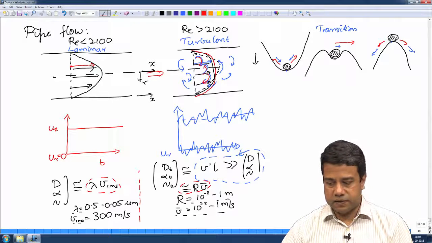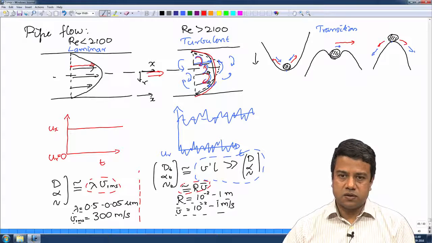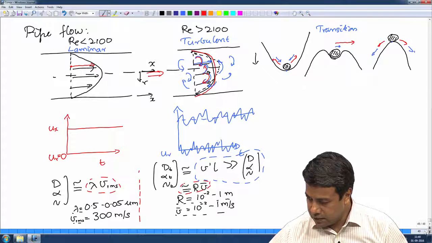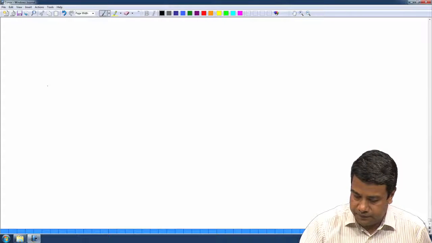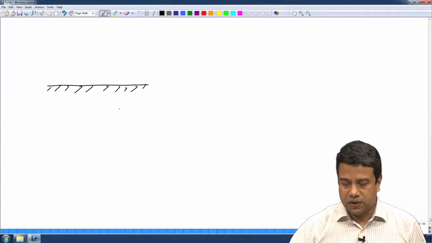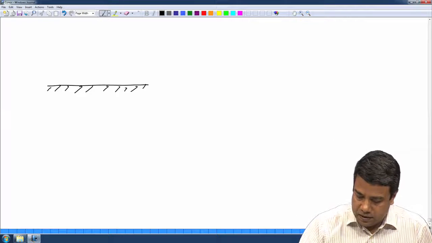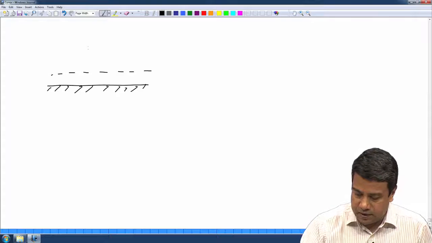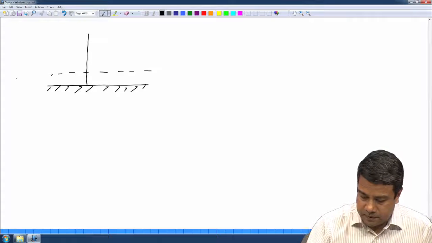So, near the center it is almost flat. If you look close to the wall of the pipe, you do have a region where the flow is laminar. There is a region close to the wall of the pipe where the flow is laminar. It is called the viscous sublayer.